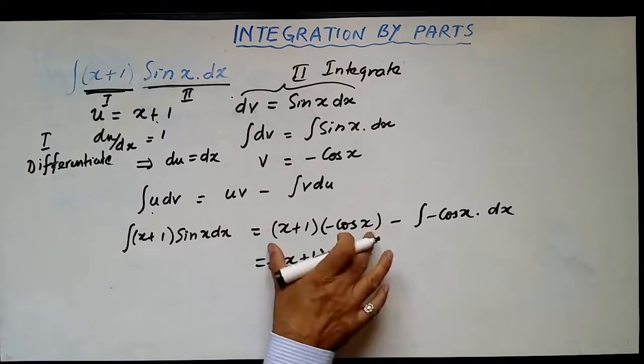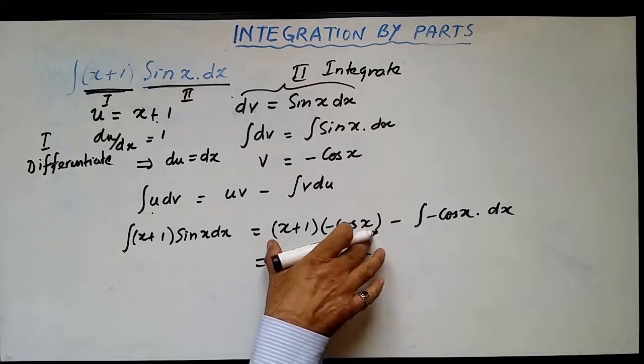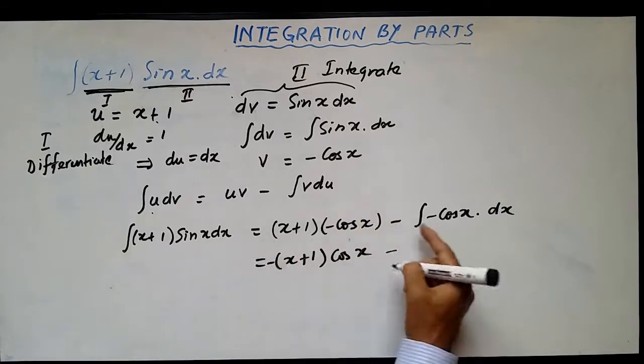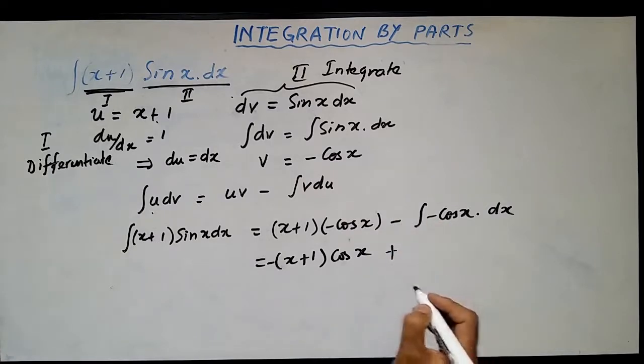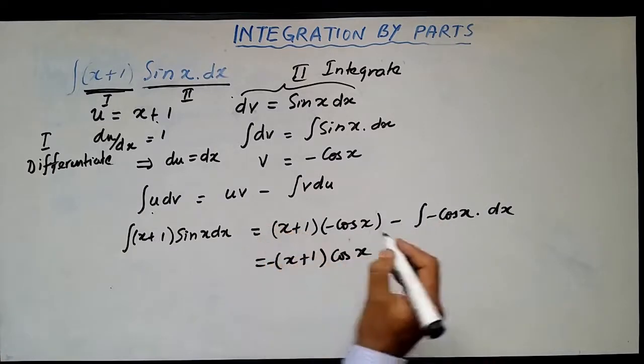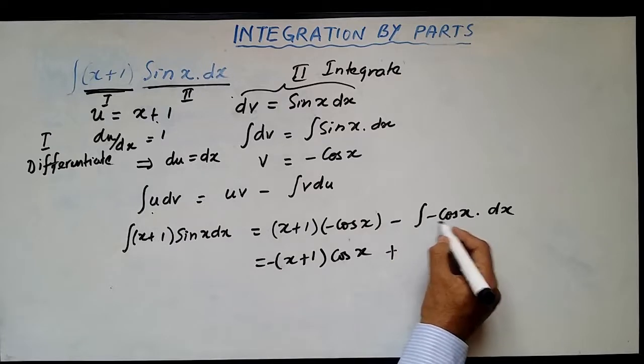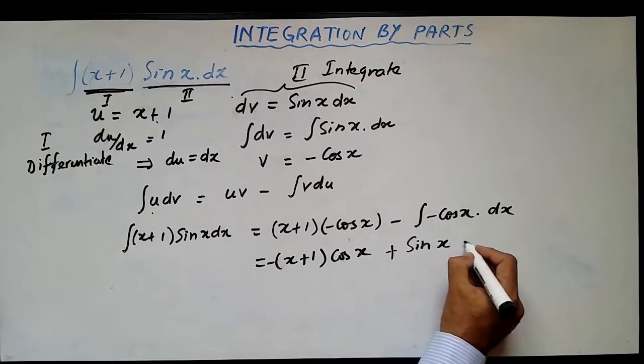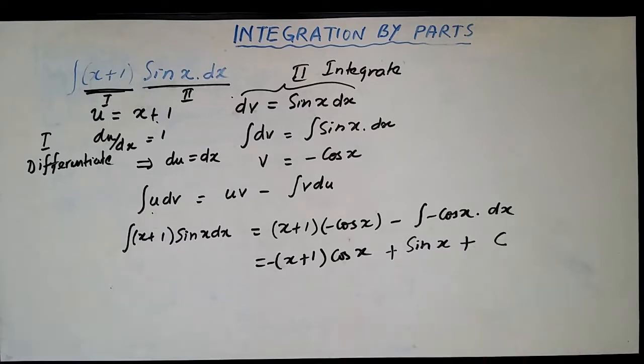Integration has been done for the first part, and nothing is to be done in that part. So here minus and minus becomes plus, and integration of minus cosine x is minus sine x, so the term becomes plus sine x. We get back sine x and we add the constant of integration.